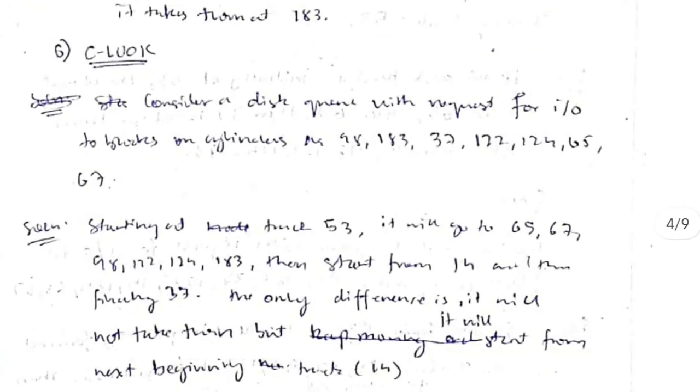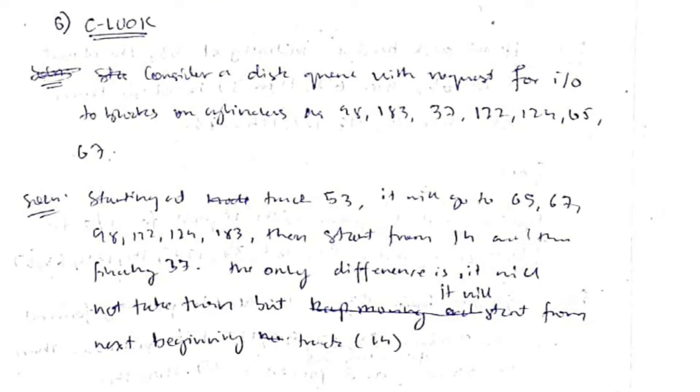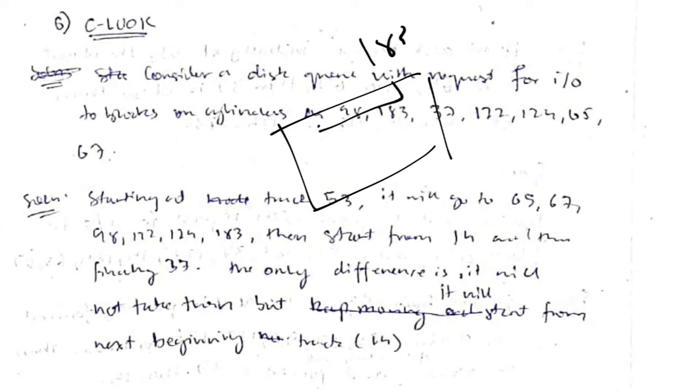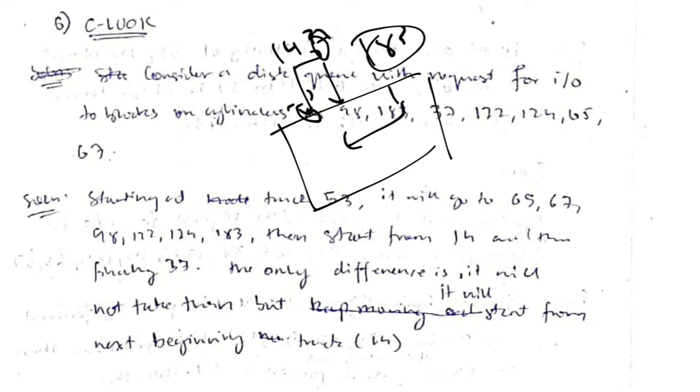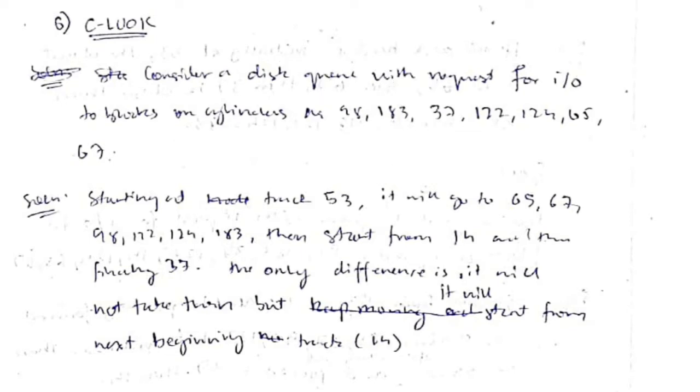The last one is C-look. In C-look also it's the same thing, but here, instead of coming back from 183 to 37, it's circular look, which means after 183 we'll start from here, where the first one is 14. So first we'll start from 14, then we'll go to 37, and then it will end the search. The difference is that from 183 it will not come back to 37, it will go in a circular way from 14 to 37. Okay, so these are the different scheduling algorithms.